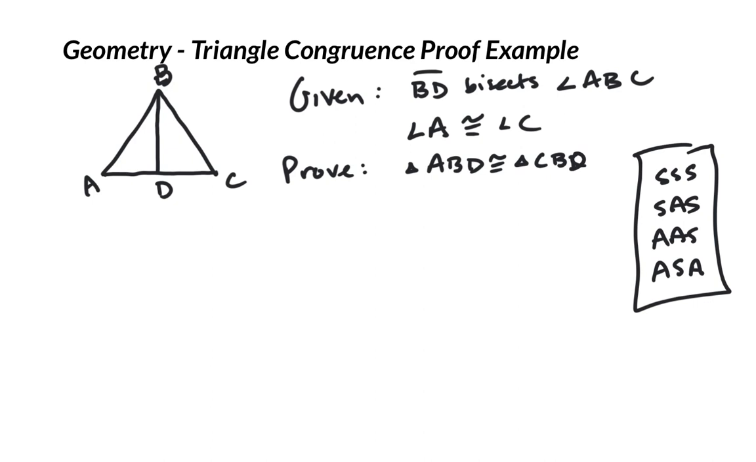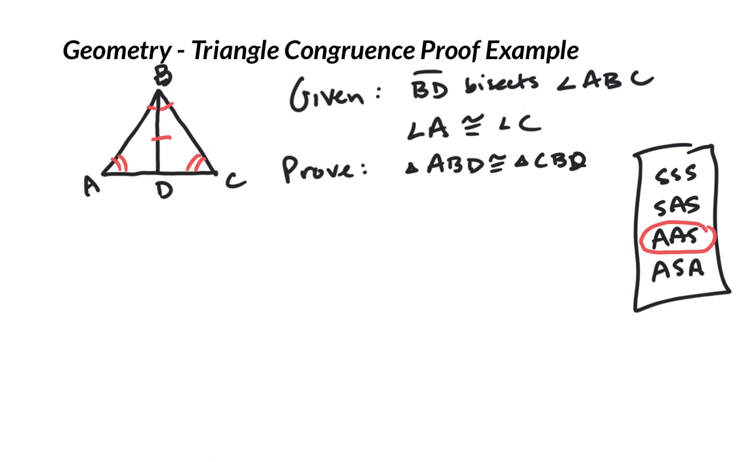All right. We have been given that BD bisects angle ABC. So let me just write in what we know from that. A bisect means to cut in half, so I now know that these two angles are the same. We're being told that angle A and angle C are the same. And of course, they share that side, so we're going to be able to use the reflexive property. So to me, it looks like we got two angles and a side that's not included between them. We're going to use angle, side.